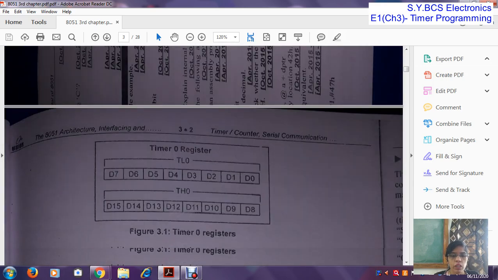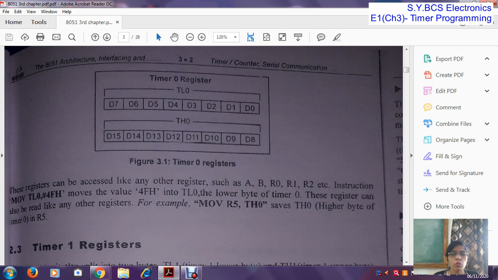Here is the timer 0 register. This is the lower byte of timer 0: D0, D1, D2, D3, D4, D5, D6, D7 are the lower byte of the timer 0 register. And D8, D9, D10, D11, D12, D13, D14 and D15 are the higher byte of the timer 0 register. So this register can be accessed like any other register, such as the A register, B register, R0, R1, R2, etc.